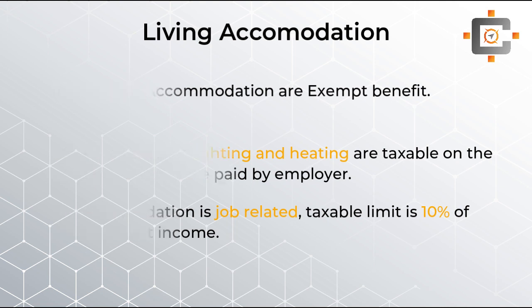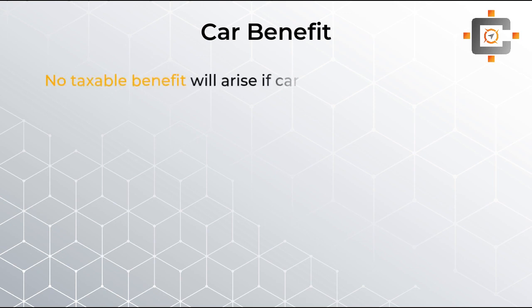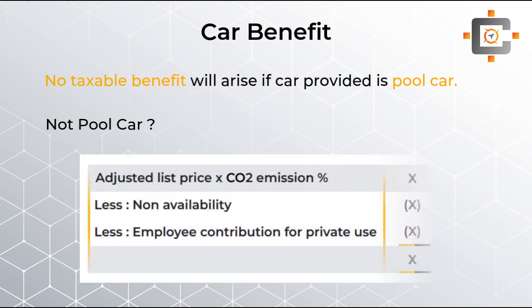Then after, the next benefit is the car benefit, students. You know already that there are two types of car, the pool car and the non-pool car. If you have a pool car, it will become an exempt benefit. But if it is not a pool car, students, then you have to prepare one pro forma. Here you can see that there is one pro forma, adjusted list price, that will be given in the examination, and if not given, then don't worry, I will teach you how to calculate adjusted list price.